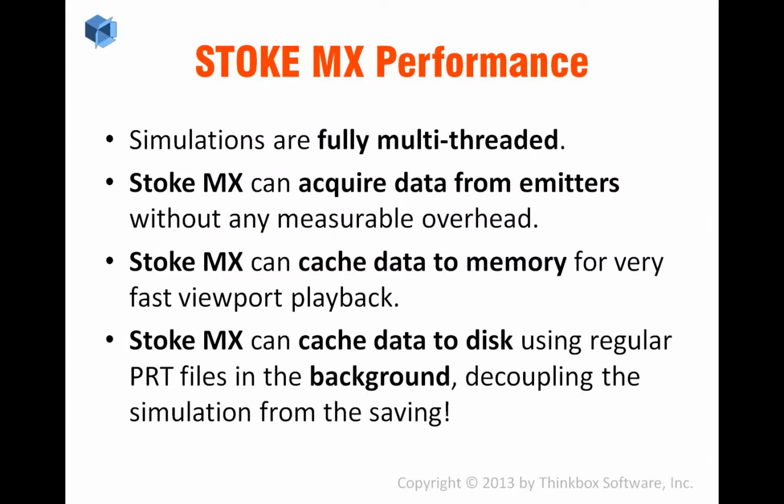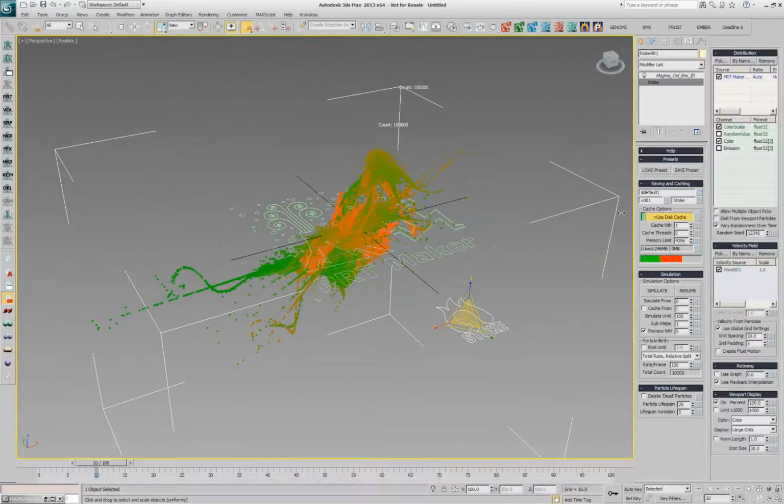I want to talk a little bit about the performance and the way we achieved it, because it's kind of neat and something that is completely new in the case of Stoke. Basically, the simulation itself is multi-threaded on pretty much all the CPUs that you have, unless you're limited. So if you go and select the Stoke and take a look at the settings here, right now it says that you want caching threads to be unlimited.